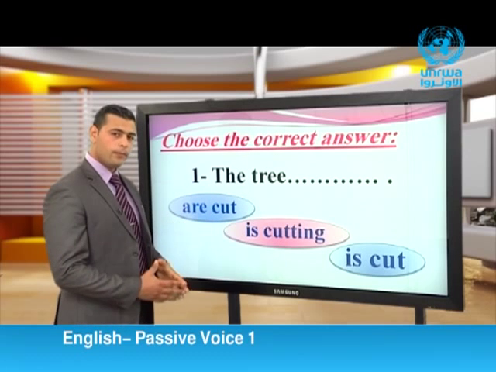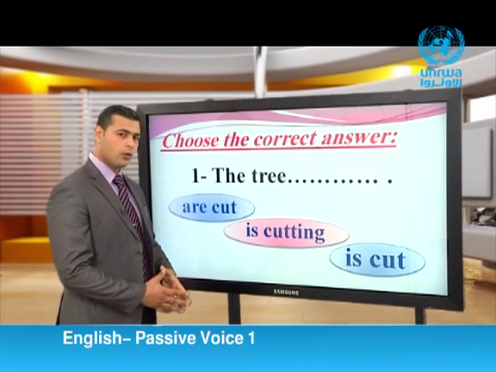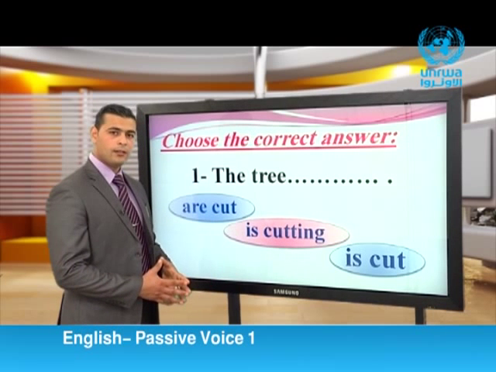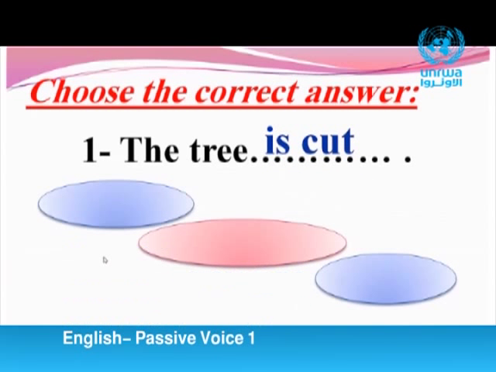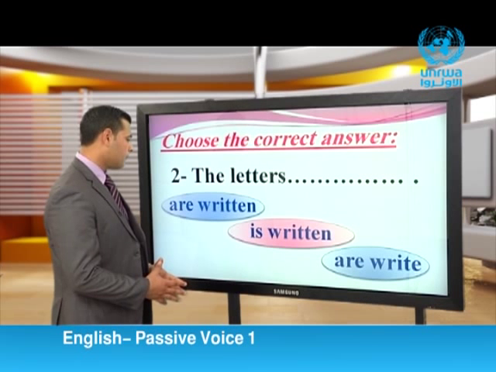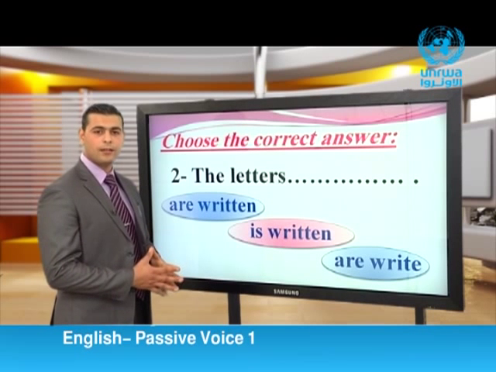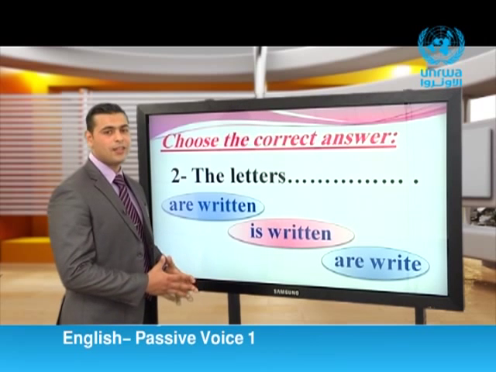Sentence number 1. The tree are cut or is cutting or is cut. Excellent, thank you very much. The tree is cut. Excellent. Let's have the second sentence. The letters are written, is written, are right. Which answer is the correct one? أي إجابة هي الإجابة الصحيحة؟ Marvelous, thank you very much.